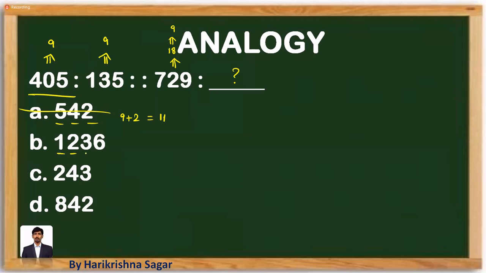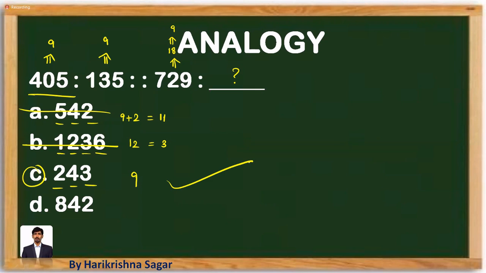What is 1 plus 2? 3. 3 plus 3 is going to be 6. 6 plus 6 gives a result of 12. What is 12? 1 plus 2 is 3. Not matching with 9. Eliminate this option. Just observe this. 2 plus 4 is 6. 6 plus 3 is 9. Matching with the 9. Mark it as the answer.